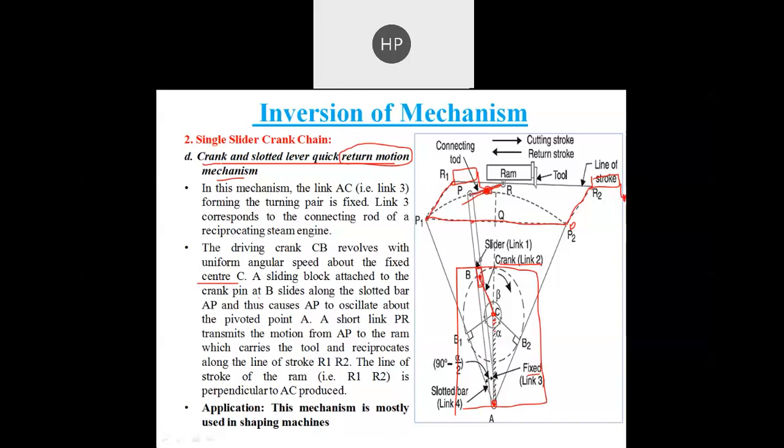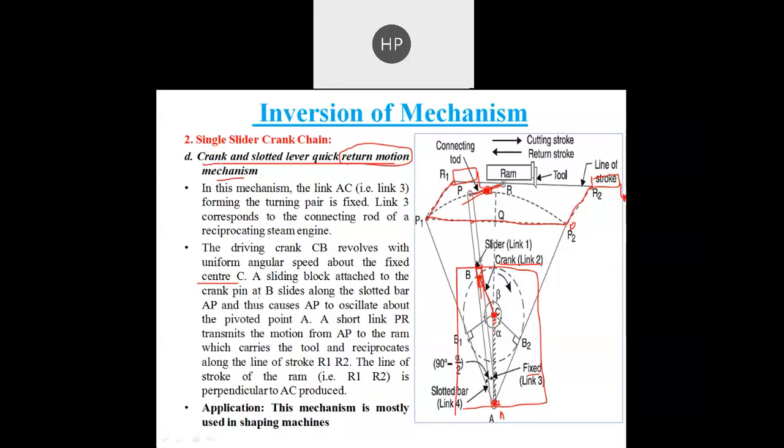And in this one, as we talked earlier, we have 3 turning pairs. This is our turning pair number 1, this is turning pair number 2, and this is turning pair number 3. And B, the slider that moves in the link AC, is the sliding pair. So we have 3 turning pairs and 1 sliding pair, and that's why it is known as an inversion of a single slider crank chain.